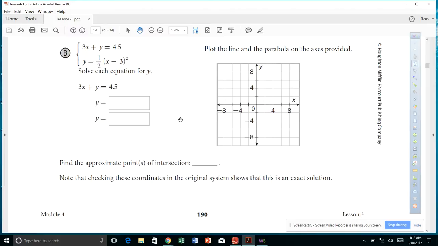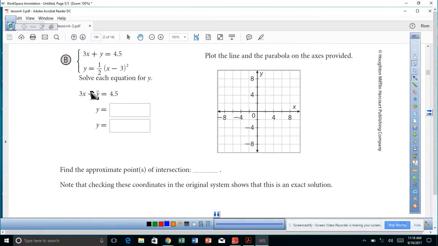So we have 3x plus y equals 4.5 and y equals 1/2 times (x minus 3) squared. Okay, so solve each equation for y. Let's see what we do here. We have 3x plus y, so let's subtract 3x from both sides and plus 4.5. And this one here is already solved. So we got 1/2 times (x minus 3) squared. Okay. Now we can plot those lines.